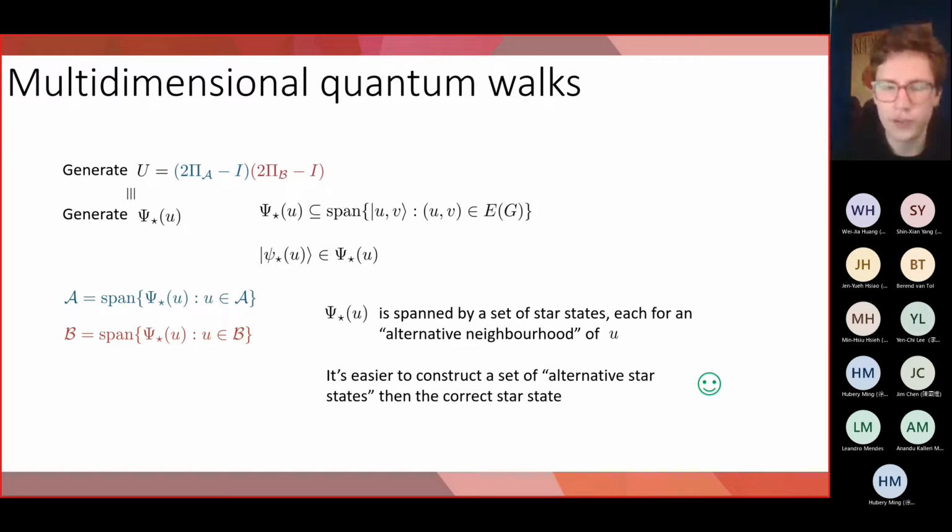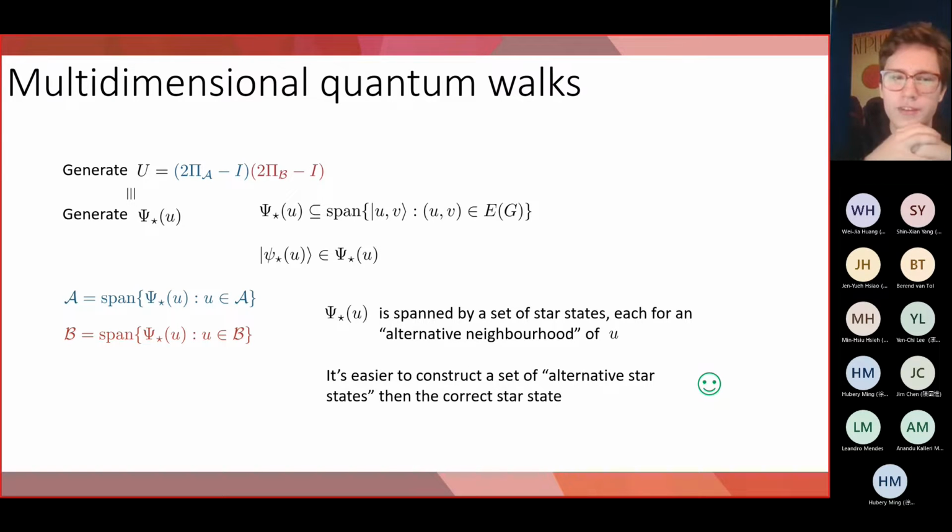So first of all, it makes it easier because we don't have to create the actual star state. We just have to say, well, the actual star state is one of these possibilities. We don't know which one, but it's definitely one of these possibilities. And that's easy, right? You don't have to find the correct solution. You just have to give a list of possible solutions.